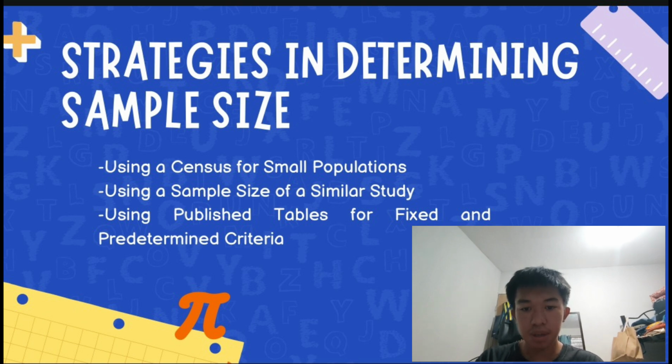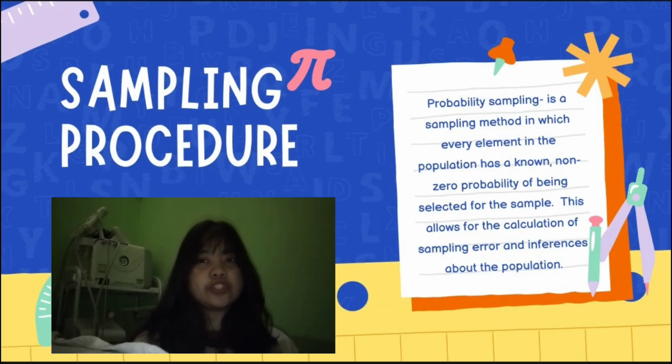Using a sample size of a similar study. Researchers can refer to previous studies in their field to determine appropriate sample size. This method involves reviewing the literature to find studies that are similar in design and purpose. Using published tables for fixed and predetermined criteria. Many researchers utilize published tables that provide sample size based on predetermined criteria such as confidence levels, desired precision, and variability within the population.